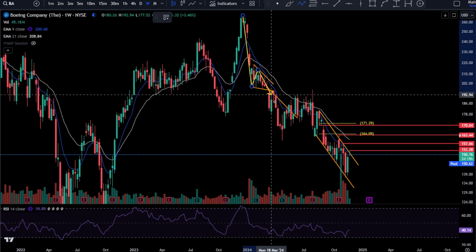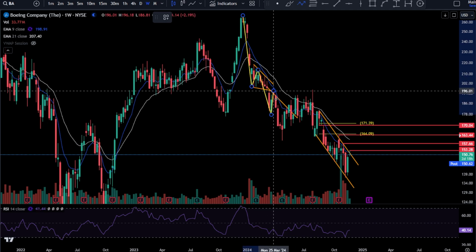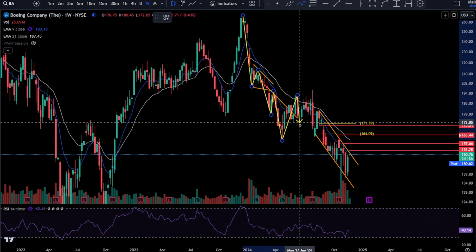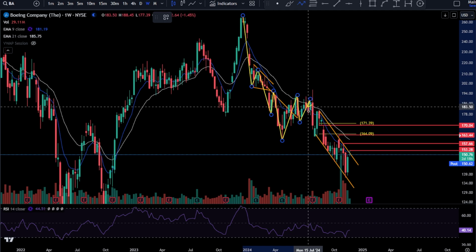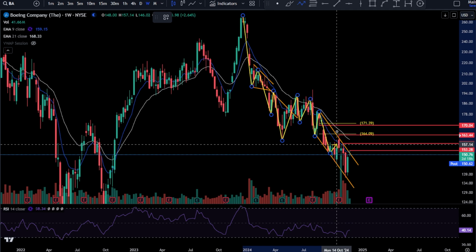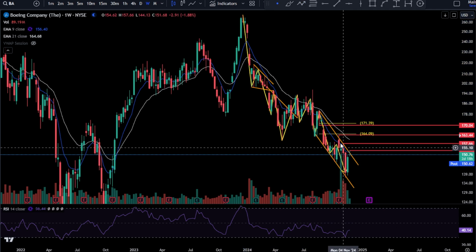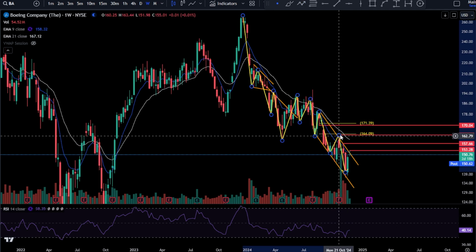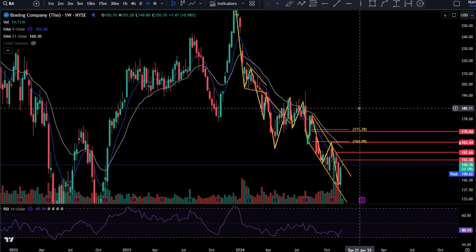Lower. Lower. Lower. You get your first bullish setup happening here. What happens? It fails and you go lower. And then you start with your freaking lower highs again. So let's take out this lower high right here at 163.44. And then we could talk about this thing.